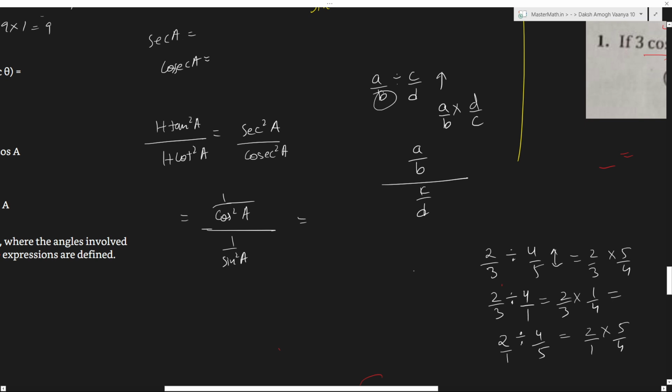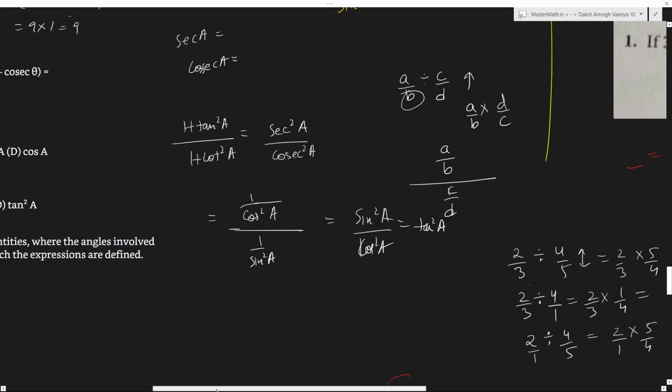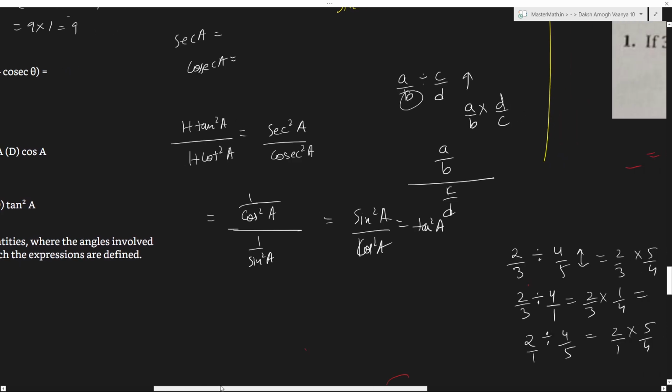Okay, so Naveen, solve this further. What do you get? We'll get sine square A by cos square A, which is equal to tan square. Very good. All right. Okay, Zubair, you got this? Yes, sir.